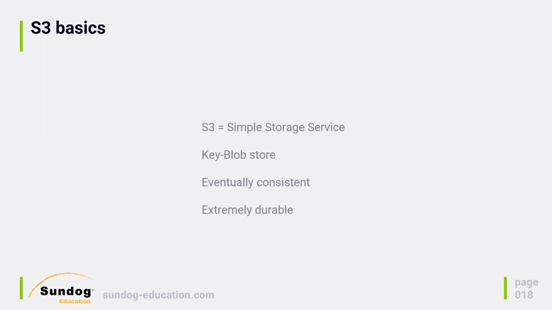Now, it is only eventually consistent. So that means that if you put something into S3, it doesn't mean you can read it right away. It might take a little bit of time for that data to propagate through all of S3 and be replicated to a point where you can actually read back from it. Now, it usually becomes consistent quite quickly, so it's not really a problem in practice for most cases.